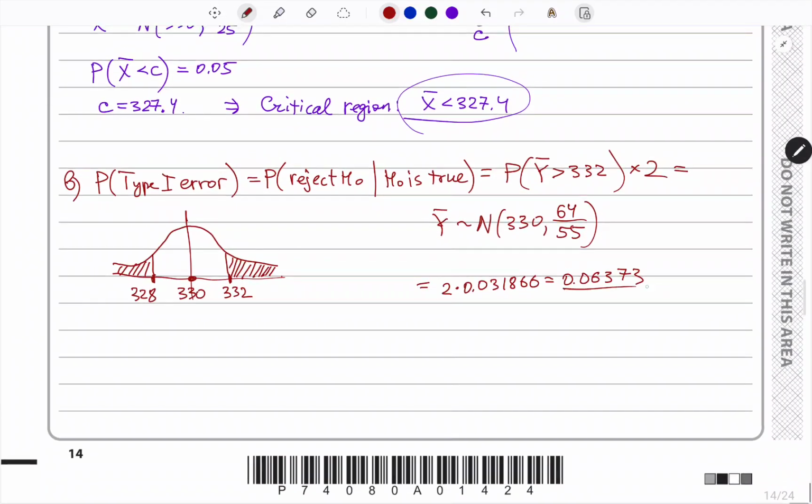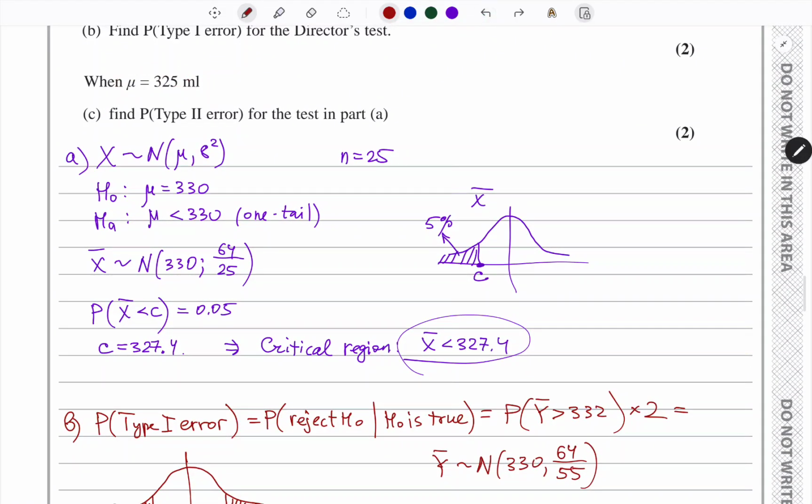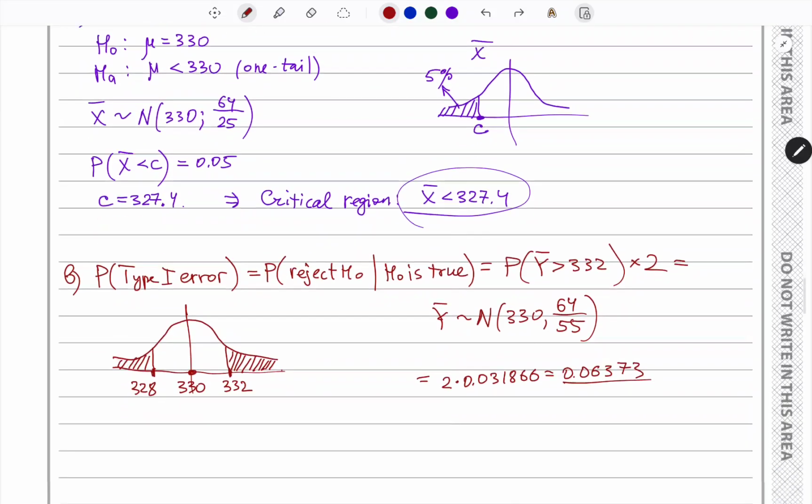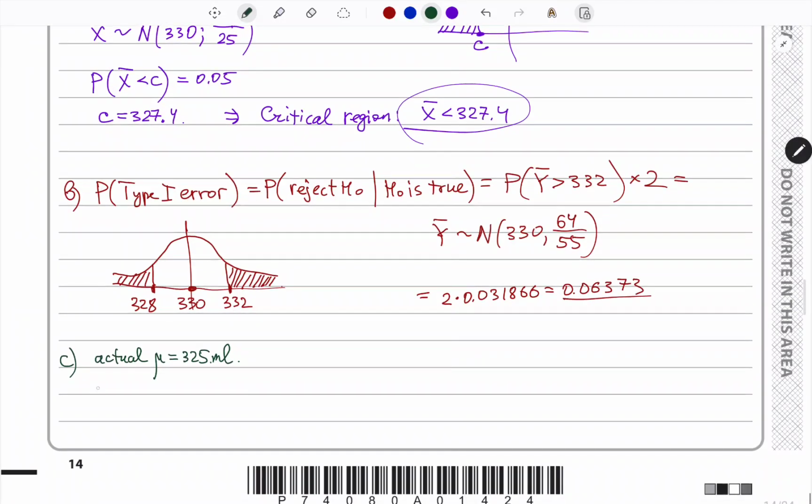Yep. Yeah, this is the type 1 error. Okay, then when mu is actually 325, find type 2 error. Okay, so green, C part, actual mu is 325, no idea where it comes from, milliliters. Probability of type 2 error. Type 2 error. I know the definition. It's probability to accept null hypothesis. I know where I accept the null hypothesis. This is acceptance region.